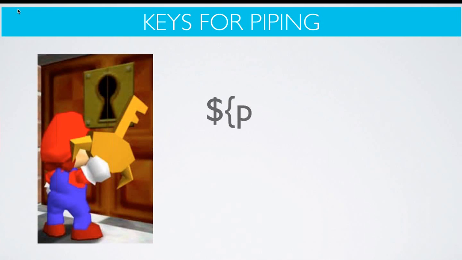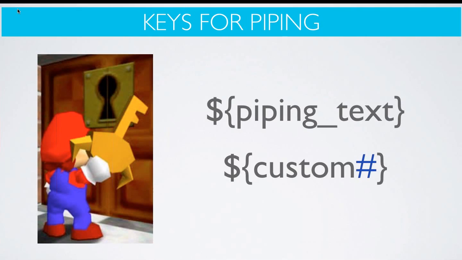So keys for piping. If there's anything that you need to learn from this, it is these two keys. And these are the two codes to get the piping text to go from one question to another. It's just the plus sign with the curly brace, piping underscore text, and then close the curly brace again. And then below that is also the piping in which you can use custom variables as well. And so all you need to do is switch out the piping text and put in the custom variable number that you want to use.